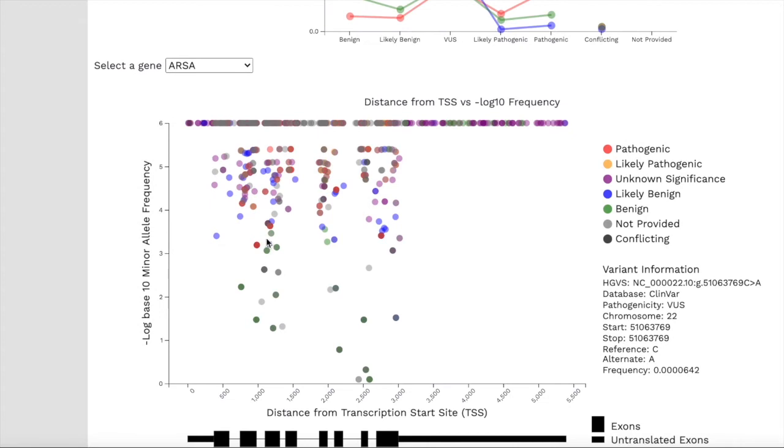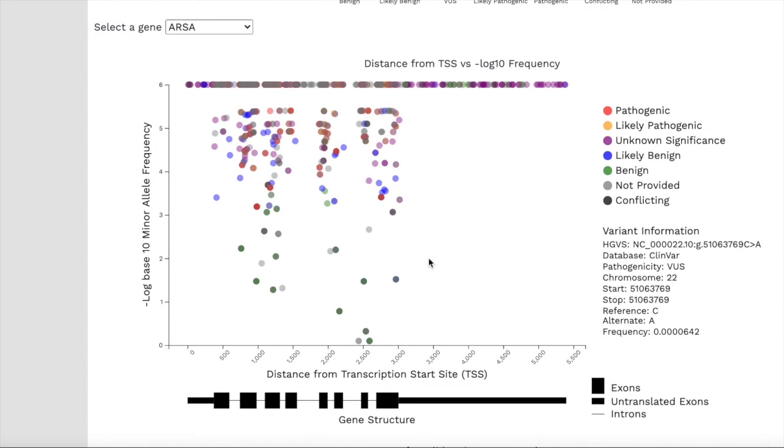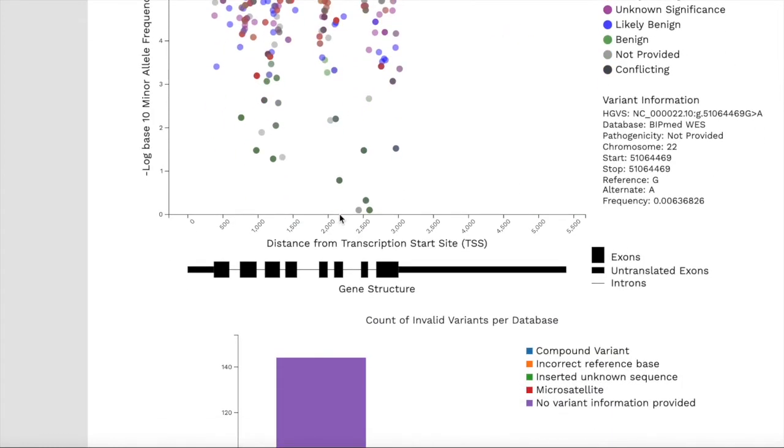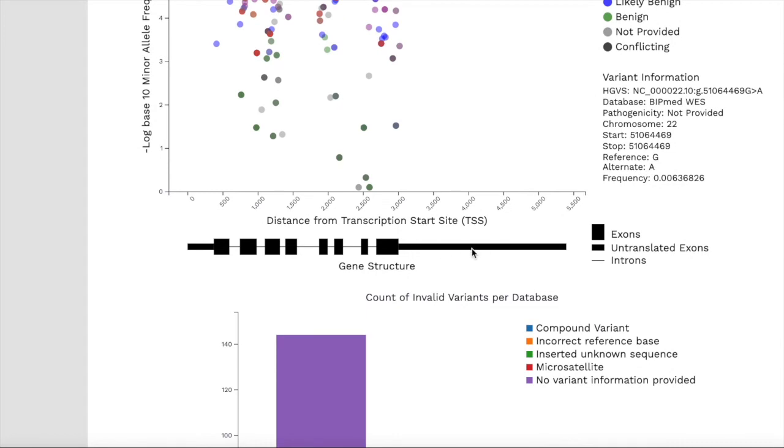Next, we also have the scatter plot which shows the specific gene and the variants of that gene with the distance and frequency on the different axes. These variants can be selected to show further information on the right-hand side and hovered over to see the gene variant. We also have the gene structure showing exons, introns, and untranslated regions of the genome.